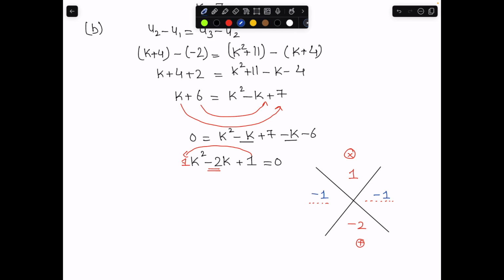These are the two numbers. So minus 1 times minus 1 is 1. Minus 1 plus minus 1 is minus 2. So in simple terms, I can say k squared, I can just distribute my minus 2k as minus k and minus k, plus 1 equals 0.